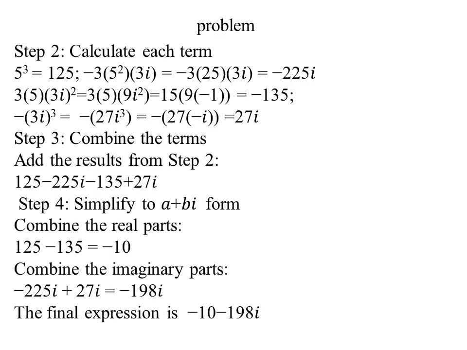In step 4, we simplify to a + bi form. In this, we combine first the real part, that is 125 minus 135 is minus 10, and in the imaginary part, minus 225 plus 27i is minus 198i. Therefore, the final expression is minus 10 minus 198i.